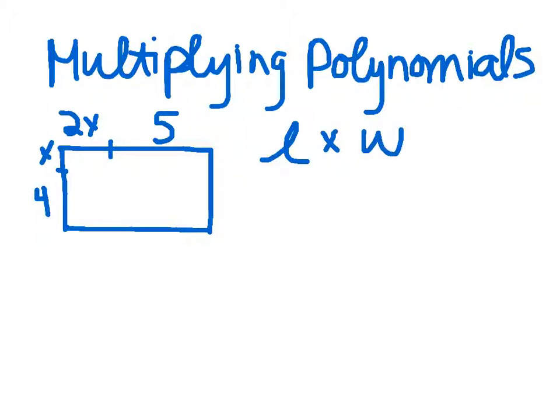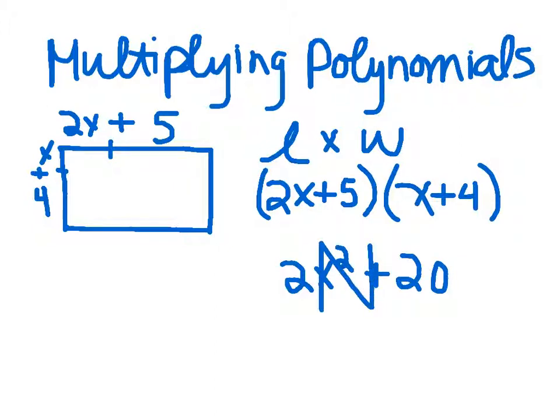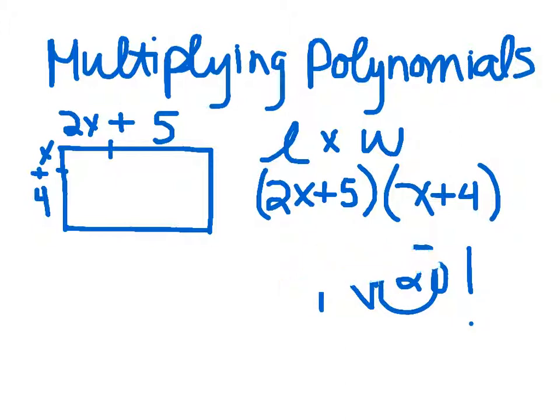So if I find the area of this rectangle, I have found what 2x plus 5, a polynomial, times x plus 4, another polynomial, is. Some beginning algebra students will look at this and say, well, of course, it's 2x squared plus 20. But that is not right. And very soon you will see why in our illustration using the area of a rectangle.